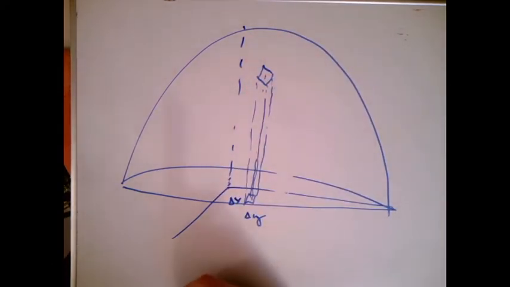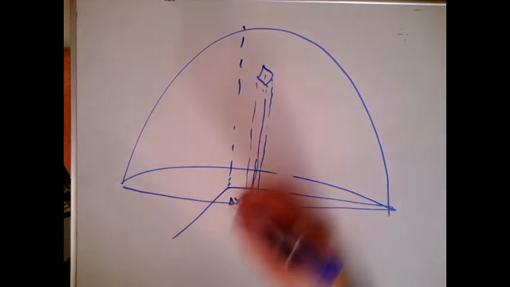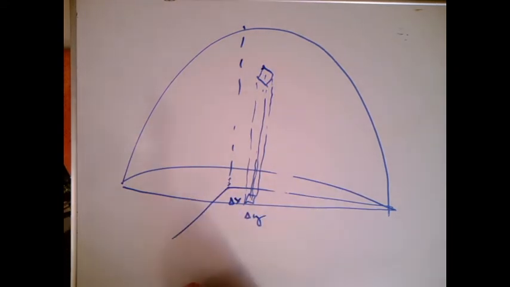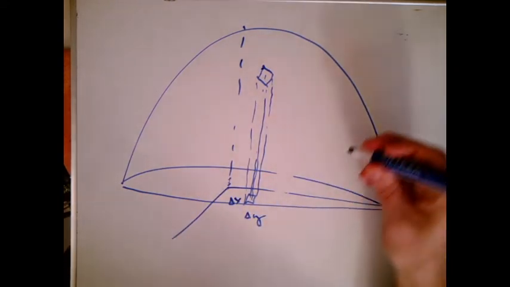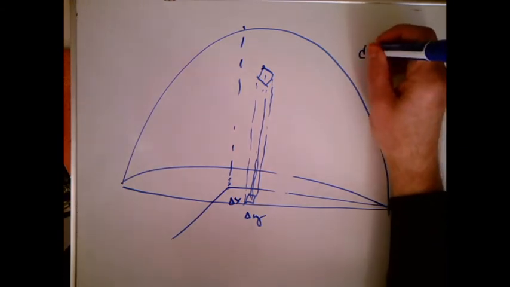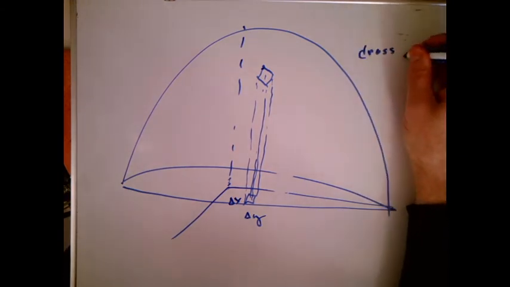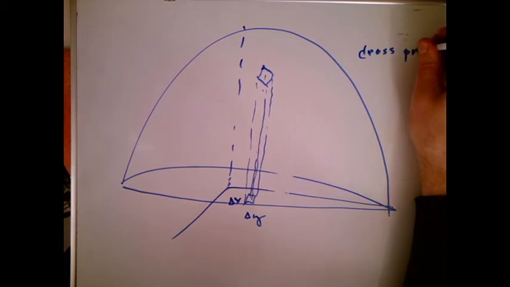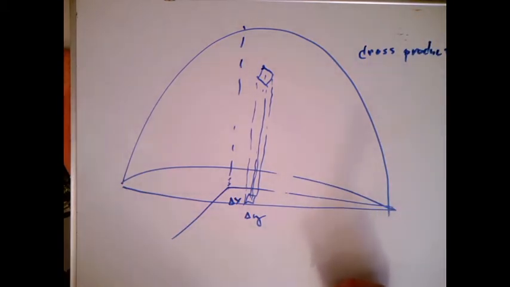And what we want to do is find a vector that's perpendicular to this, that points directly out and whose area is equal to the area of that little patch. That is not just the cross product, this is one of the reasons the cross product was invented, to do exactly this task.